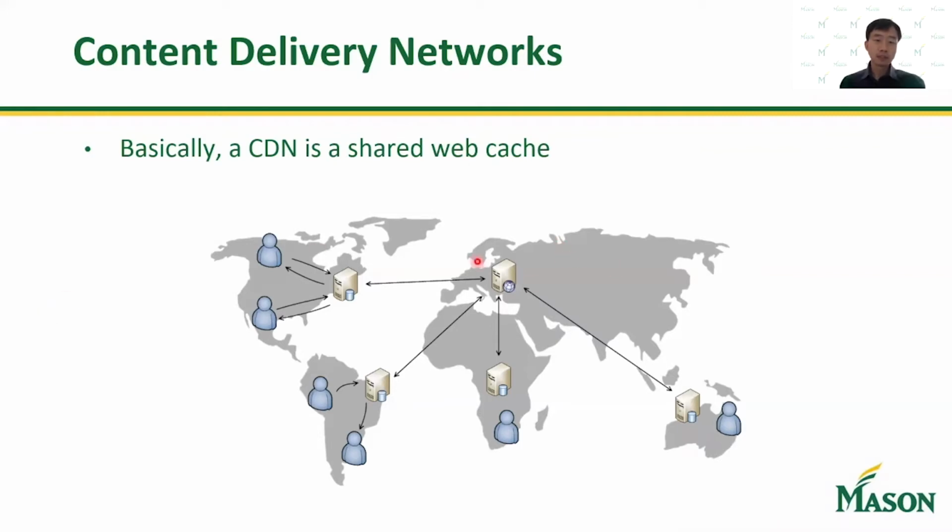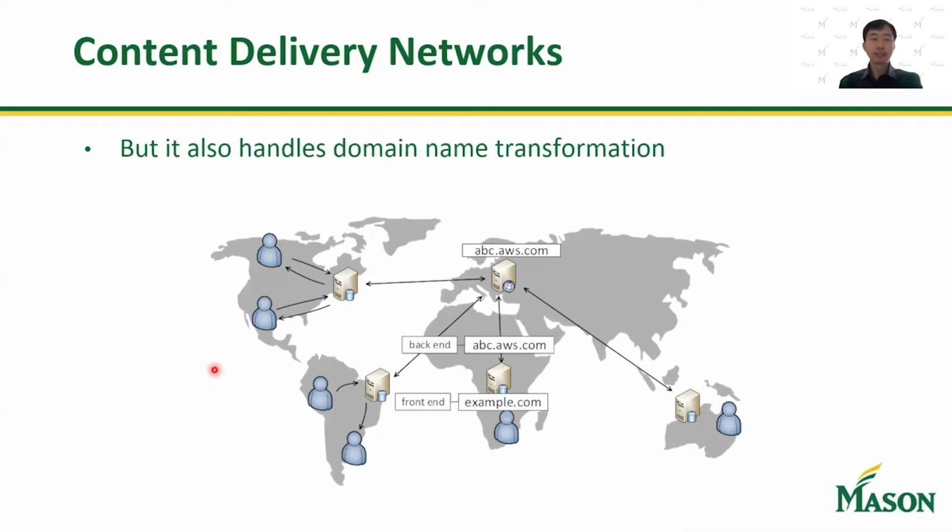Let's say I have a content provider. The content provider has a web server, but it wants to serve users across the world. So the provider can use a CDN service. A CDN service has a lot of cache servers distributed across the world, which can cache a web document and use the cached document to serve local users. Besides being a web cache, a CDN also serves as a name server, which handles domain name transformation.